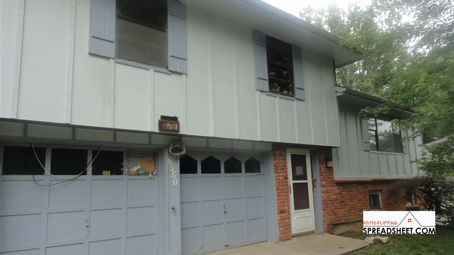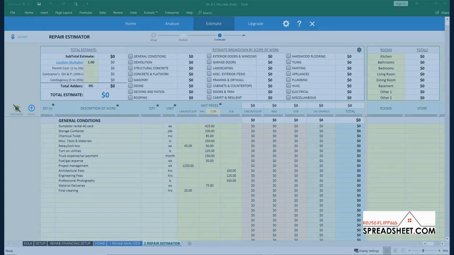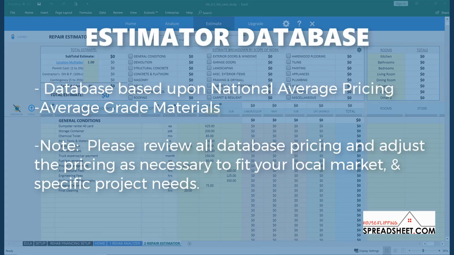So now I have our repair estimator tool open, which is pre-built with a database of 24 categories which each have a list of common repairs and unit prices. The pricing in the estimator is really based upon my experience estimating costs here in Kansas City, which is close to the national average. Now, if you're going to be on the East Coast or the West Coast in urban areas working on high-end flips, your pricing will likely be much higher. So it's always best to review our pricing that we have in our database and adjust the pricing to your specific market and the quality of finishes that you'll be installing in your rehabs. Okay, so let's get started.